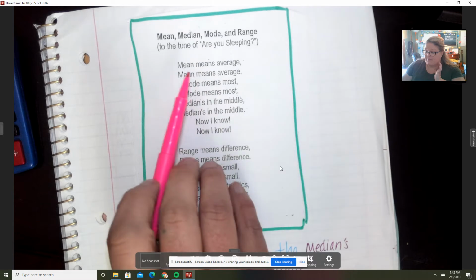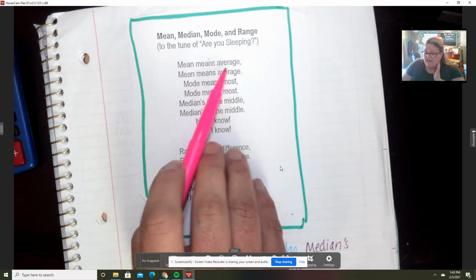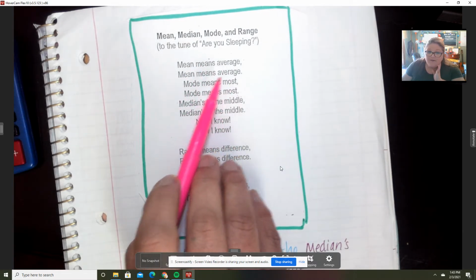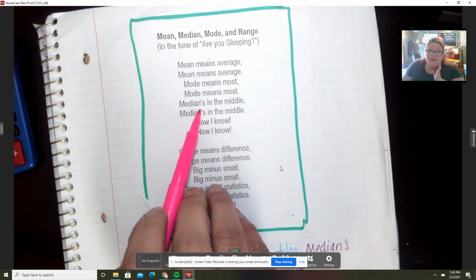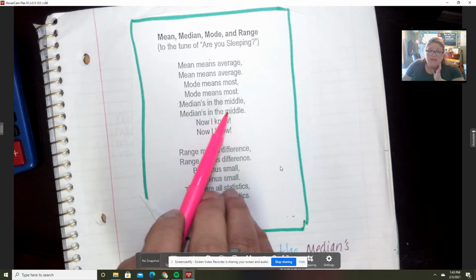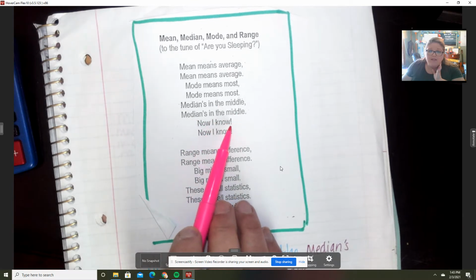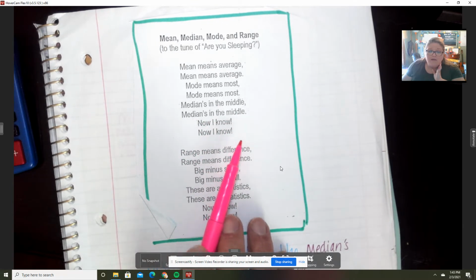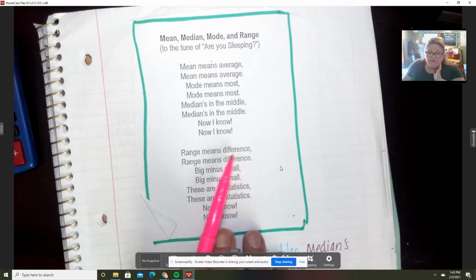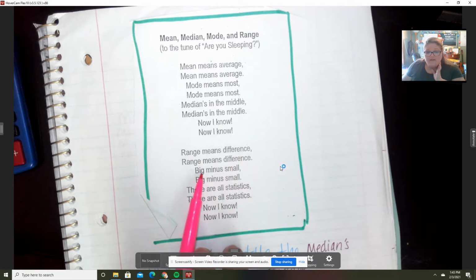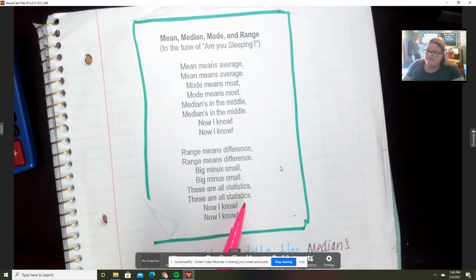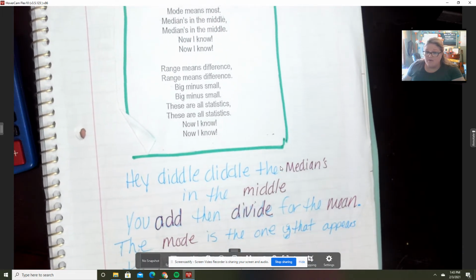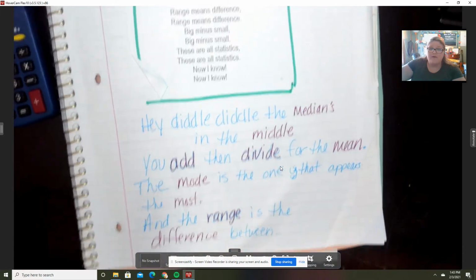Do that again. Mean means average, mean means average, mode means most, mode means most, median's in the middle, median's in the middle, now I know, now I know. Range means difference, range means difference, big minus small, big minus small. These are all statistics, these are all statistics, now I know, now I know.